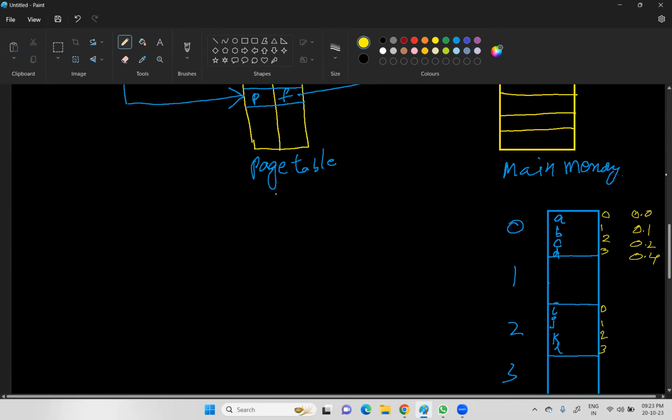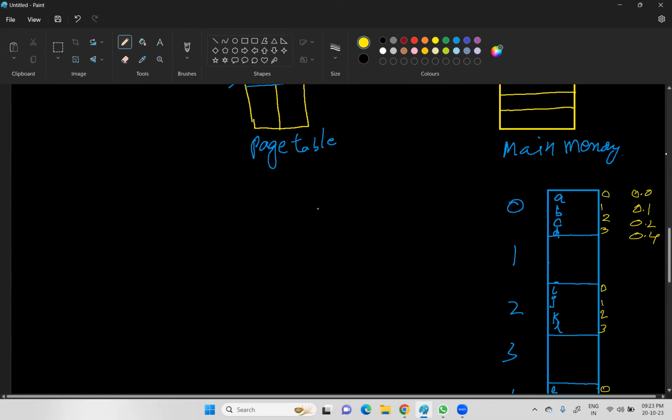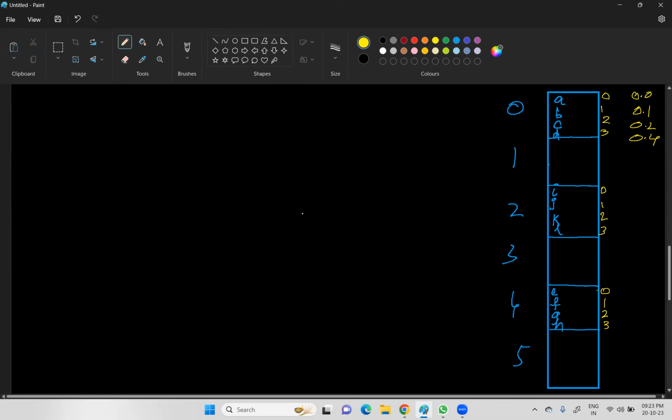Now in the above connection, we need to take this particular approach. We need to prepare a page table. My page table will look something like this. This is my page table. Within this page table, let me draw something here: number 1 is the page number, number 2 is the frame number.